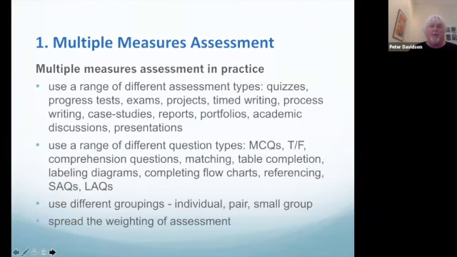Multiple measures uses a range of different assessment types: quizzes, progress tests, exams, projects, timed writing, process writing, case studies, reports, portfolios, academic discussions, presentations. There's not just one assessment type that you have to use. Different question types: multiple choice, true/false.